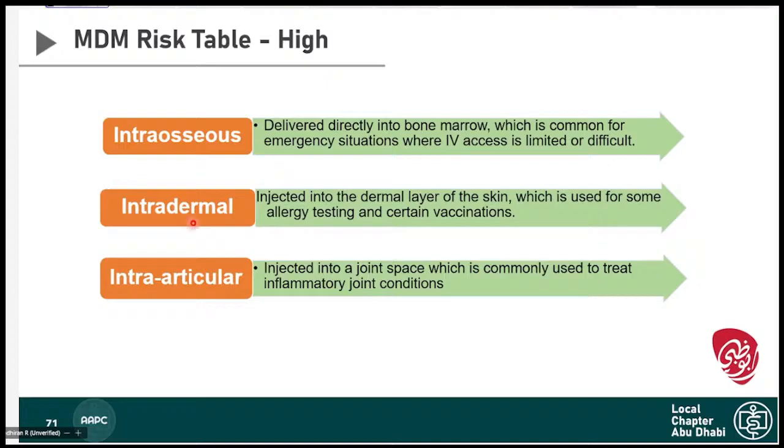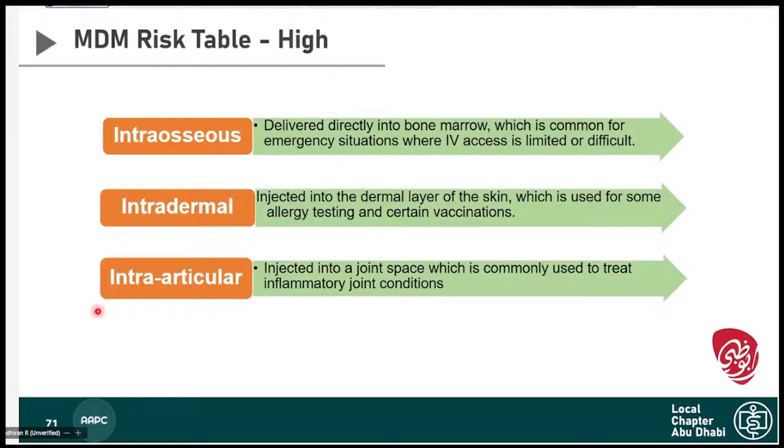Next is intradermal, injected into the dermal layer of the skin. Mostly for allergy testing: if the provider is giving an antibiotic, before giving the medication the provider will do a test dose. The test dose is injected in the intradermal region. First they check for any allergy reactions, and once the patient has no allergy, only then will they inject the medication. Next, intra-articular, injected into the joint space. Most joint space injections we can consider intra-articular. So these are the parenteral routes available.